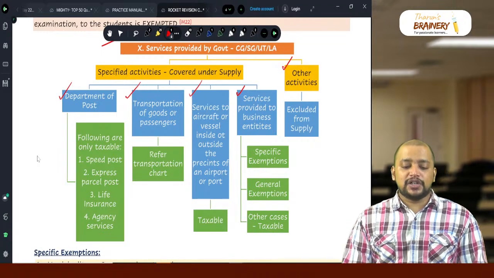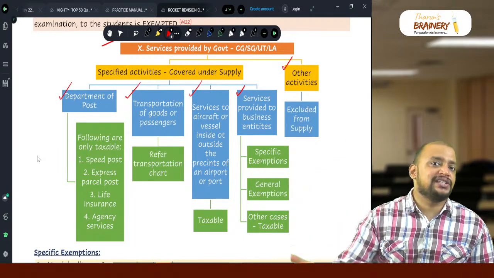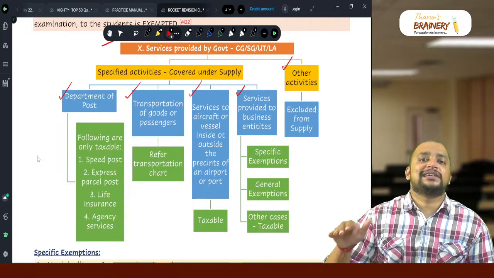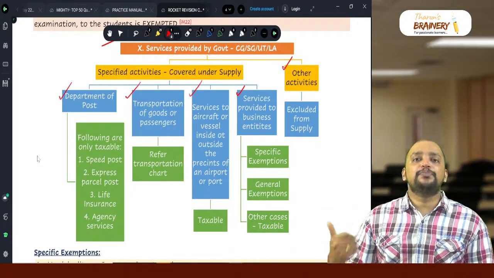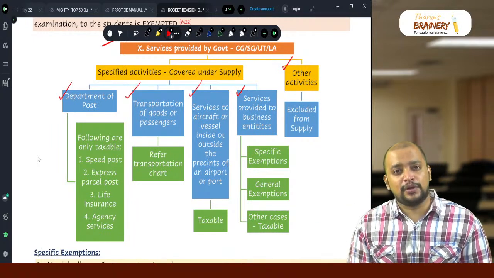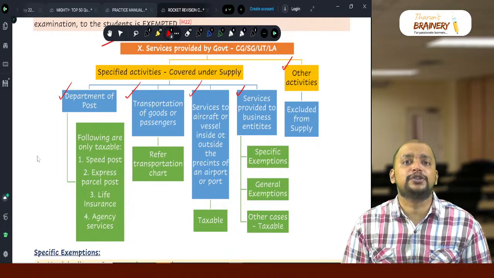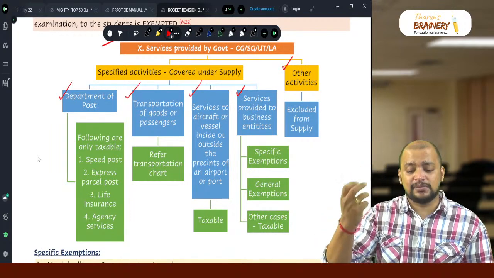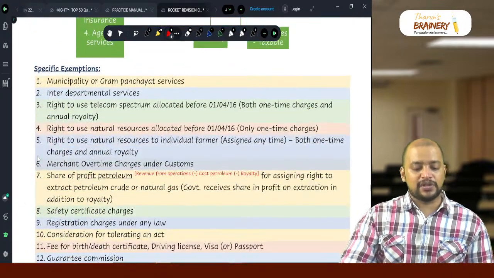Then transportation of goods or passengers. For that we need to refer to the transportation chart for the purpose of exemption. Private sector and government sector are treated the same when it comes to transportation. Then airport or port service is always taxable. We don't have any exemption with respect to this. Then services provided to business entities. We have specific exemptions and general exemptions. In other cases, it will be taxable. So what are those specific exemptions?